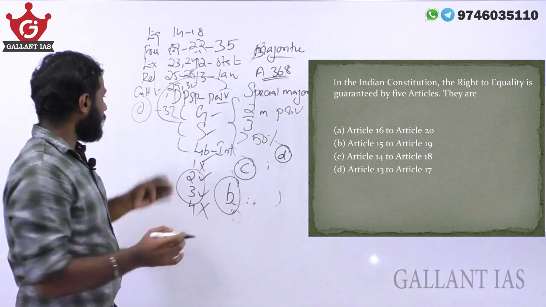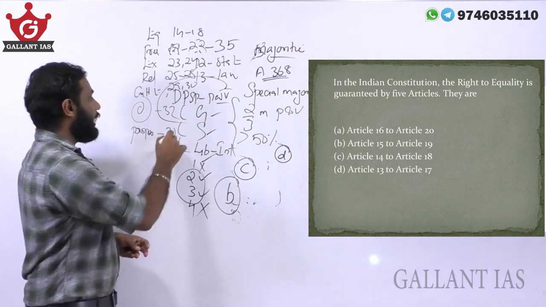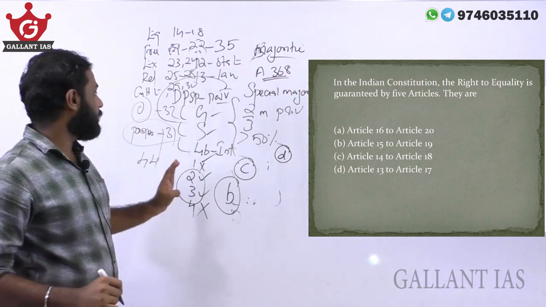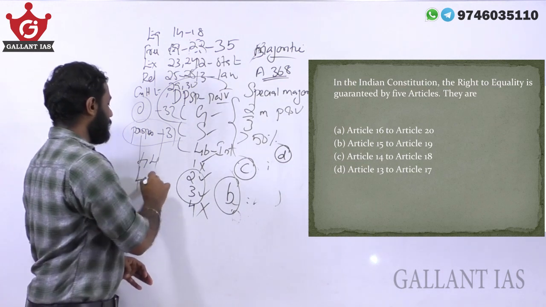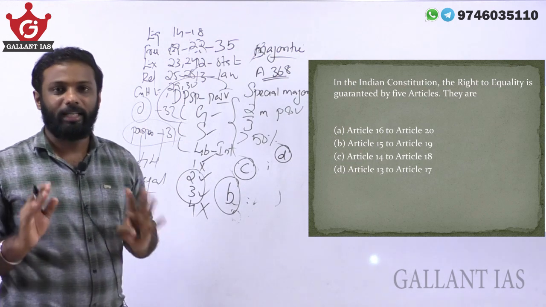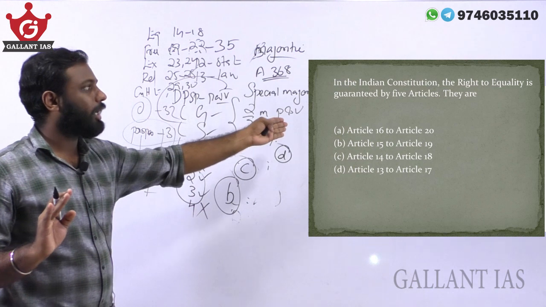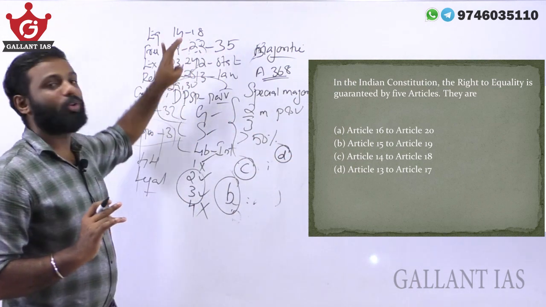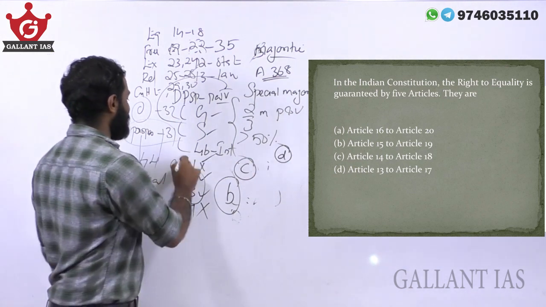Earlier, right to property was also a fundamental right under Article 31. Now this provision was deleted by the 44th Amendment Act. Now right to property is not a fundamental right, and is made only a legal right. In this manner, you have to study all the provisions of fundamental rights. Then you can easily attend these kinds of questions. So in the Indian Constitution, the right to equality is guaranteed by 5 articles, they are Article 14 to 18. That is option C, our answer.